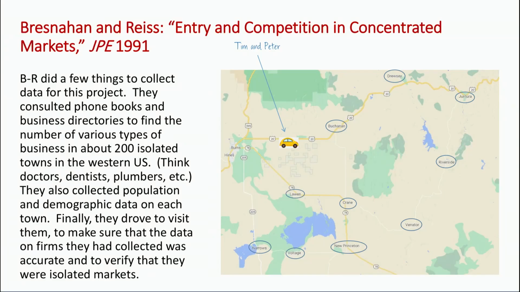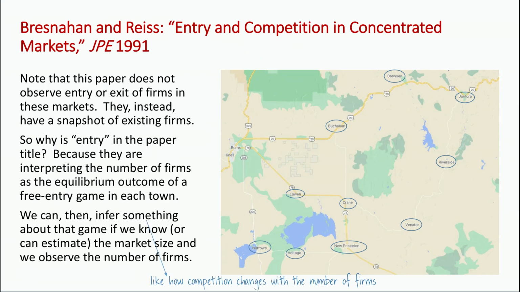Most of the data collection was done through business directories. They basically looked at a US map, found places that were completely isolated, and then we used to have this thing called Yellow Pages, which was like a phone directory where you would look up phone numbers in a book. They would find out who was advertising as a plumber in each of these towns. They also used business directories, and then they visited the towns to check whether the data was accurately collected.